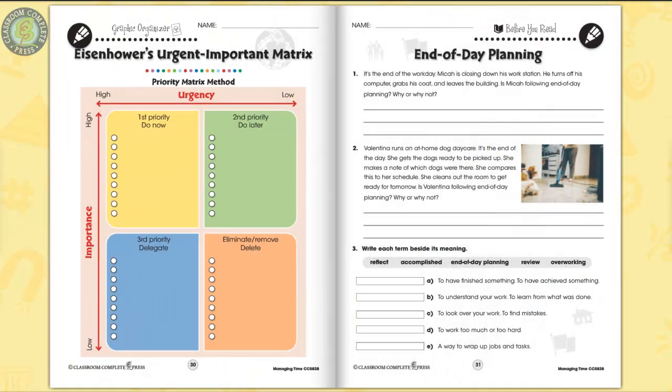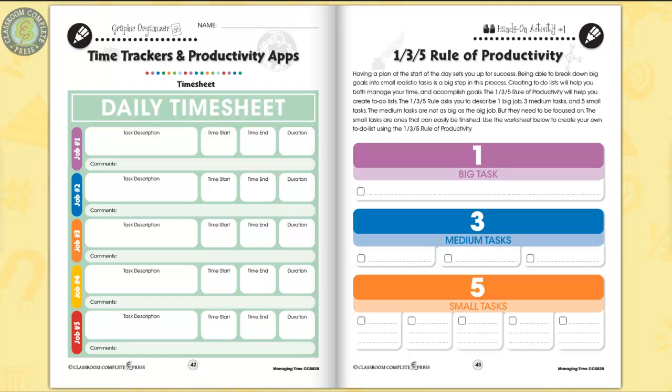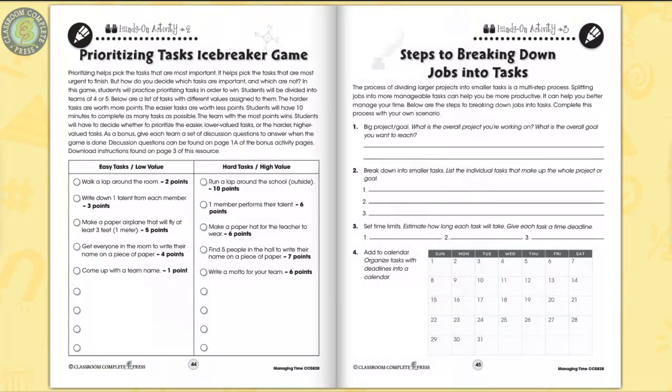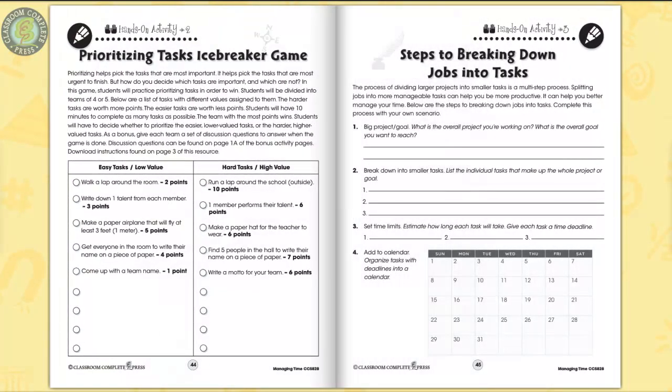Get hands-on experience with prioritization using the Eisenhower's Urgent Important Matrix. The hands-on activities are extension activities designed to get your students thinking and elaborating on everything they have learned so far. Follow the 4-step process to divide larger projects into smaller tasks.